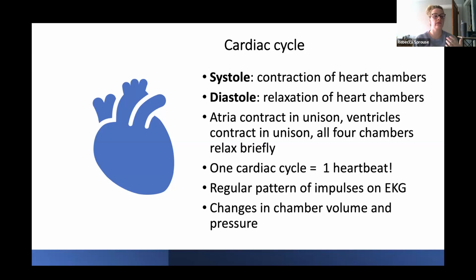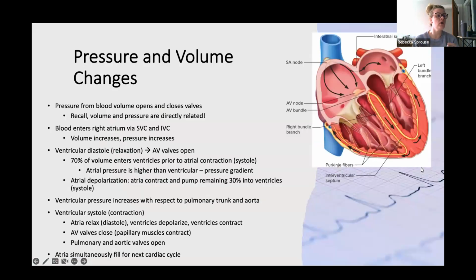And this shows that regular pattern of impulses on an EKG. We call that sinus rhythm if it's normal. And if it's abnormal, then we have arrhythmias. We already talked about those as well. And this is all based upon the volume of blood in the chambers and how much pressure that volume is exerting in those chambers. So recall that we have valves.